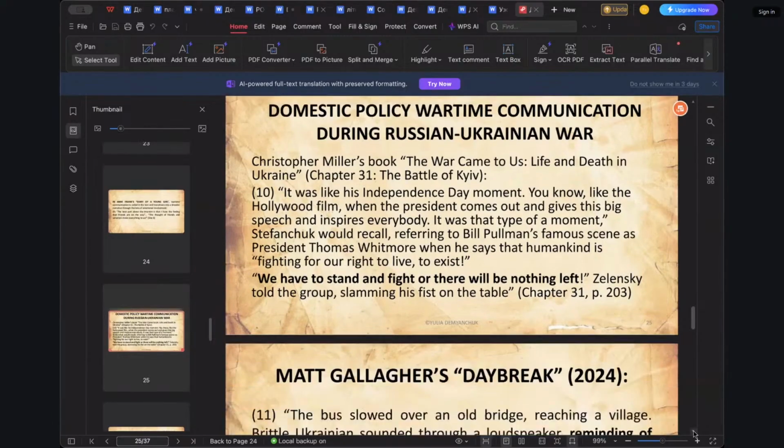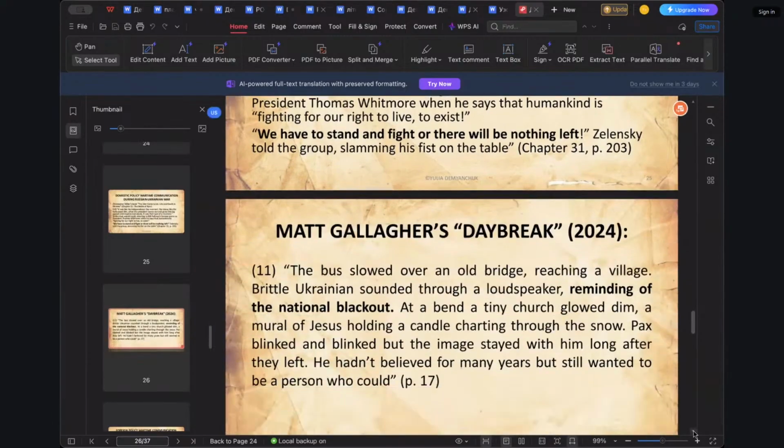Another example is Matt Gallagher's book Daybreak. It's also about events in Ukraine. And here, domestic policy wartime communication unfolds through the convergence of infrastructural, religious, emotional, and semiotic interaction between the individual and society.